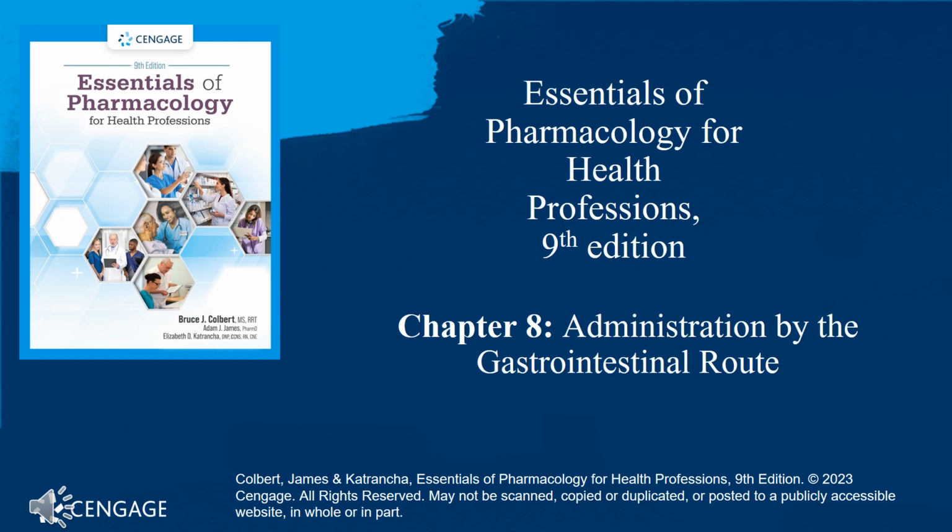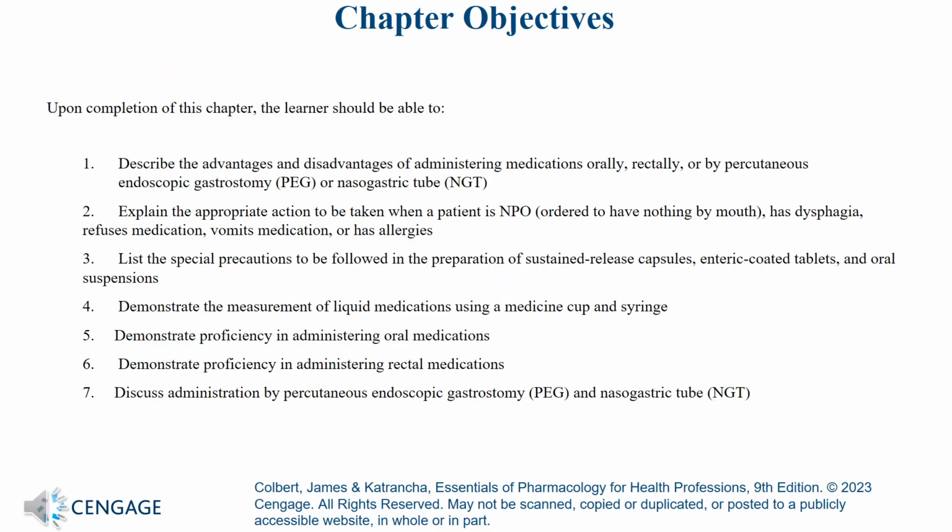Welcome to Essentials of Pharmacology for Health Professions, 9th edition, Chapter 8, Administration by the GI Route. Upon completion of this chapter, you should be able to describe the advantages and disadvantages of administering medications orally, rectally, or by percutaneous endoscopic gastrostomy, or your nasogastric tube.